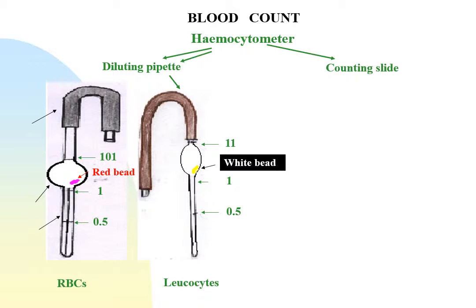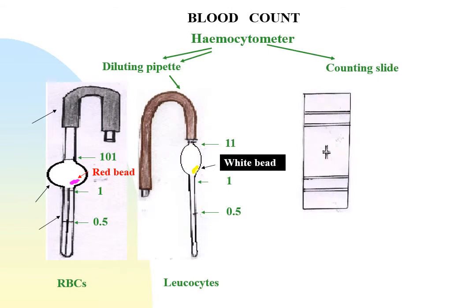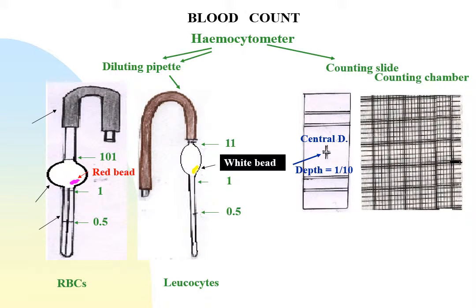The counting slide is provided with a central depression with a depth equal to 1/10 millimeter, which represents the height of the counting chamber, or the distance between the cover and the slide. The surface area of the base of this depression equals 1 square millimeter and is divided by 20 lines vertically and another 20 lines horizontally into 400 small squares.